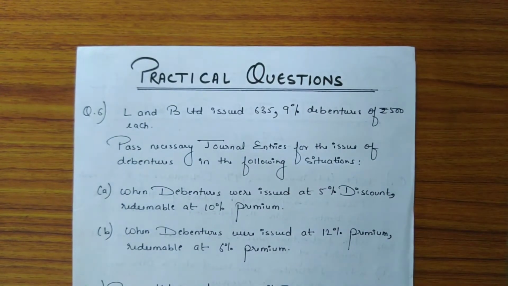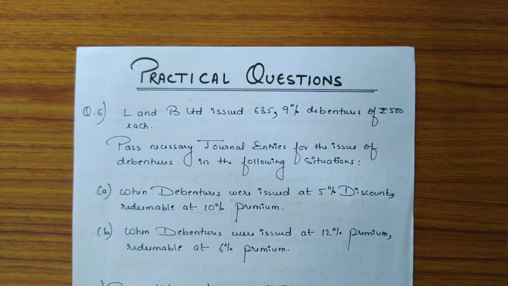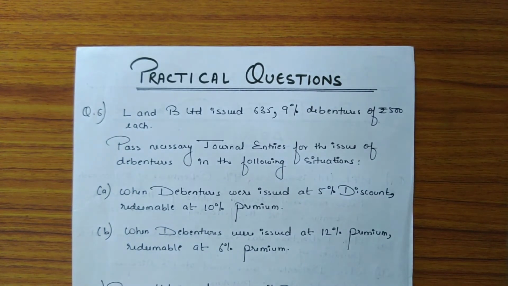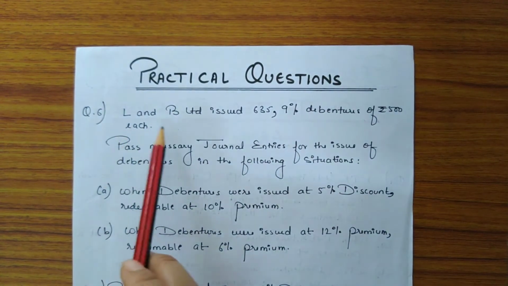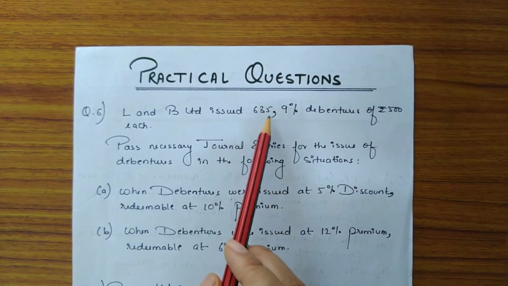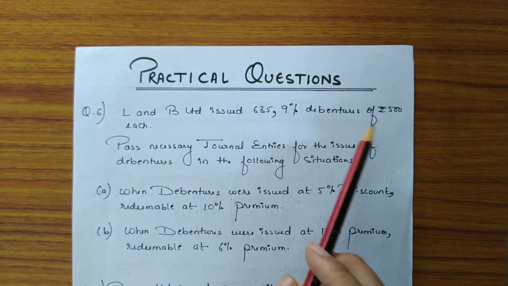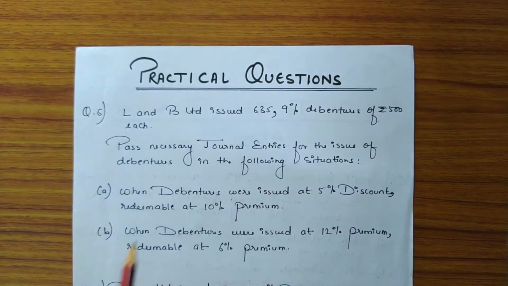Hello everyone. As in the previous session, we have discussed the redemption of debentures in terms of issue of debentures, and in that we have learned all the 6 cases of redemption of debentures. So in this session, we will be solving some practical questions based on redemption of debentures in terms of issue of debentures. So the first question is, L&B Limited issued 635 9% debentures of ₹500 each.